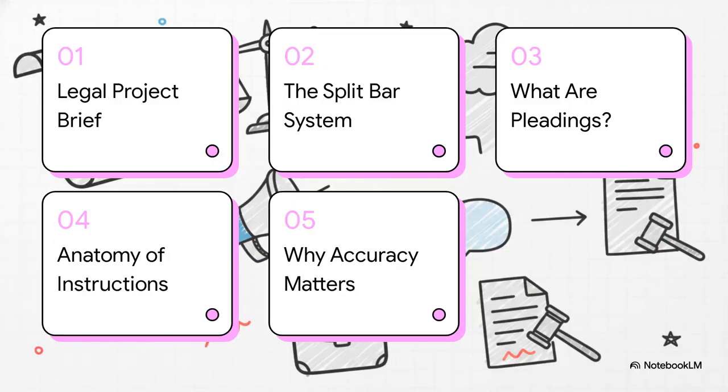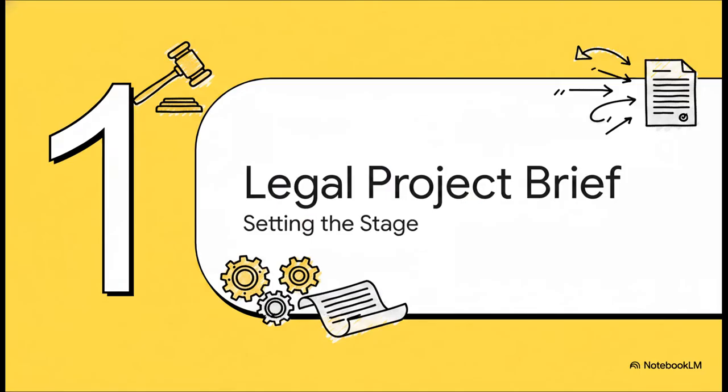So here's our quick roadmap for today. We'll kick things off with the legal project brief, then move into the split bar system, define exactly what pleadings are, break down the anatomy of the instructions, and finally look at why accuracy matters. Basically, we're going from meeting the key players all the way to seeing the very high-stakes consequences of getting this process wrong.